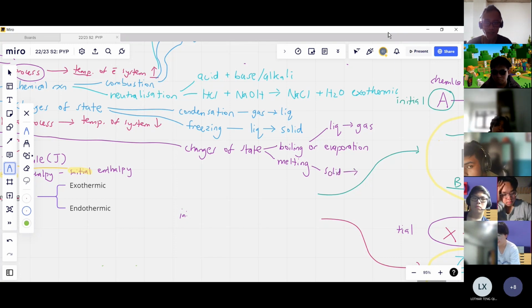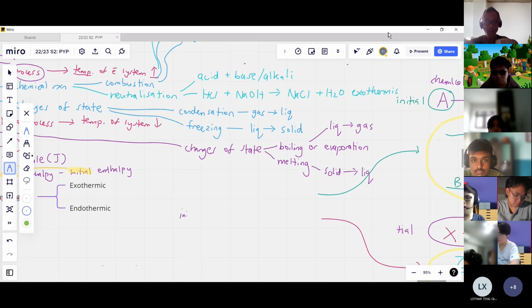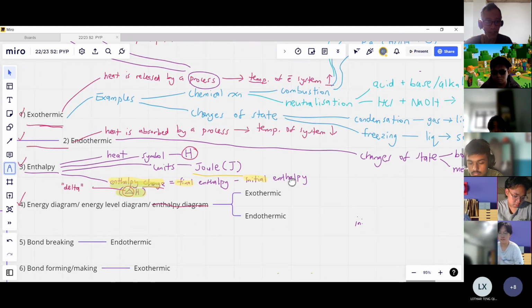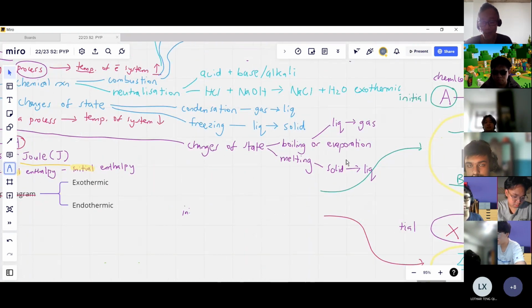Absorbs heat. It becomes a liquid. So that is melting. Oh, by the way, just a reminder, endothermic means heat is absorbed. So in this case, your solid is absorbing the heat to become a liquid.